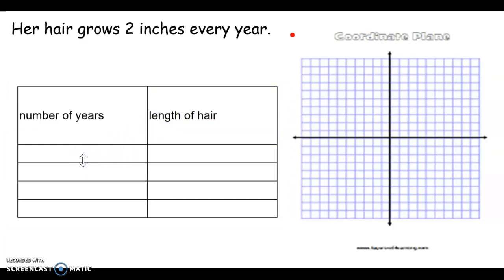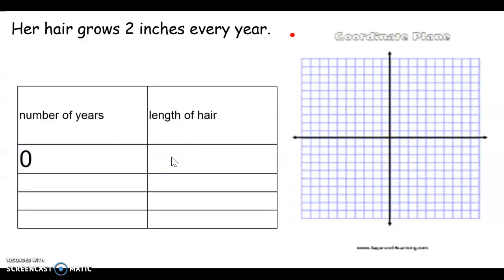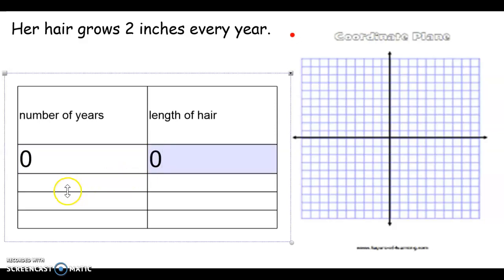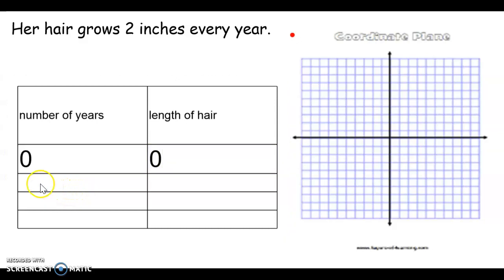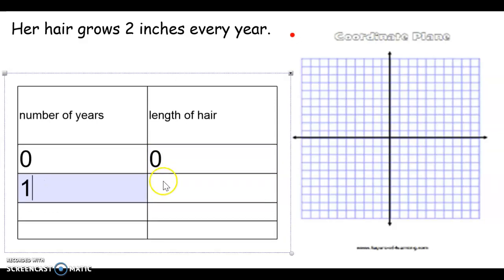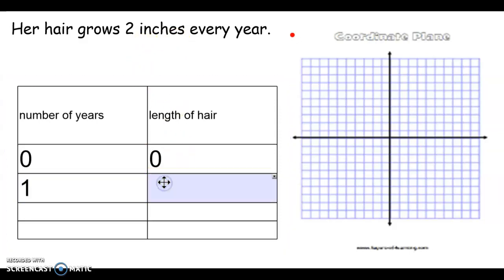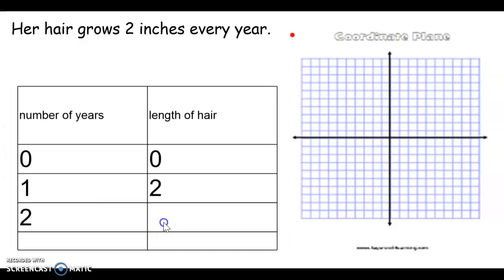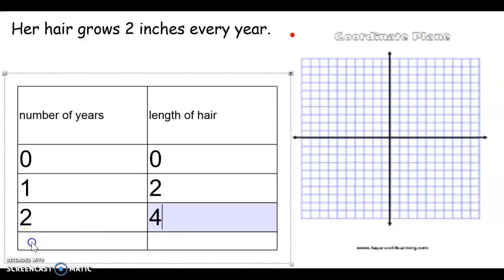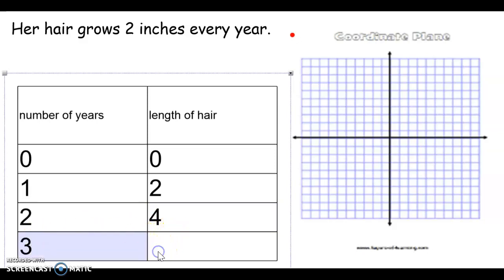So we need a starting place. Well, if you were 0 years old, we're going to assume that you may be born without any hair. So your hair is 0 inches long. But after 1 year, how long would we expect the hair to be? Well, if it's growing 2 inches every year, it would have grown 2 inches, and so it would be 2 inches long. After another year, it's going to grow another 2 inches, right? I'm going to keep doing this. 1 more year. Now it's been 3 years, and we've grown 6 inches of hair.